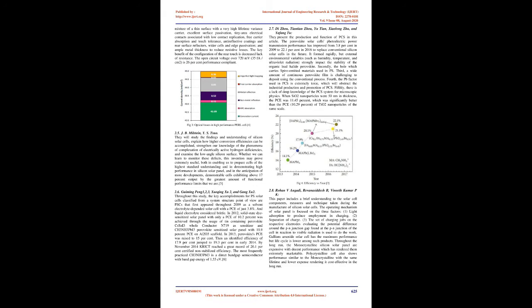Throughout this study, the key accomplishments for PS solar cells classified from a system structure point of view are PSCs that first appeared throughout 2009 as a solvent electrolyte-dependent solar cell with a PCE of just 3.8%, and liquid electrolyte considered brittle. In 2012, solid-state dye-sensitized solar panel with only a PCE of 10.2% was achieved through the usage of tin-containing perovskite CsSnI3 hole conductor N719 as sensitizer and CH3NH3PbI3 perovskite sensitized solar panel with 10.9% PCE on Al2O3 scaffold. In 2013, perovskite's PCE was raised to 15%.